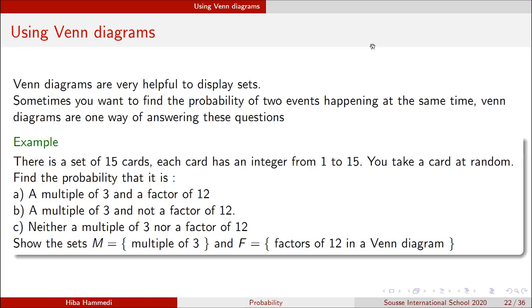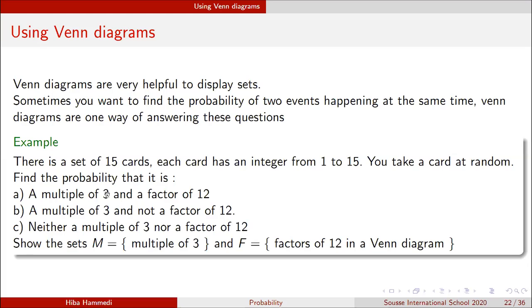So imagine I have this example. There are 15 cards and each card has an integer from 1 to 15. So I have cards from 1 to 15. You take a card at random and you need to find the probability that it is a multiple of 3 and a factor of 12. So I have two events happening at the same time here: being a multiple of 3 and a factor of 12.